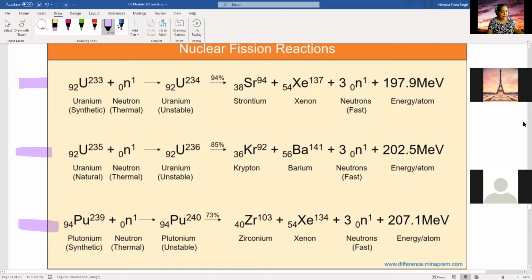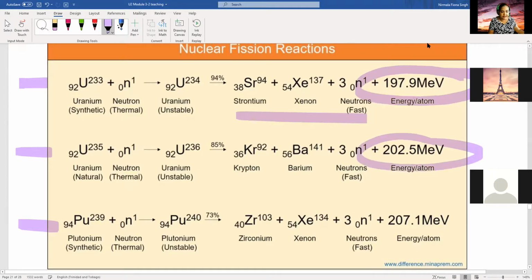All right, and here we have how much energy we get from them. Uranium-233 gives us strontium and neon, and you can see how much energy is generated from each reaction. So it's not much difference. Some nuclear power plants have their own preference for what they want, so they make their power plants suitable, or they use a suitable amount of material for their power plants.